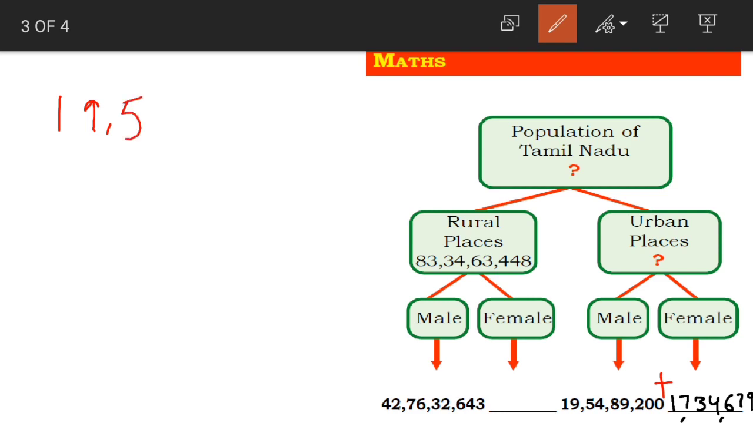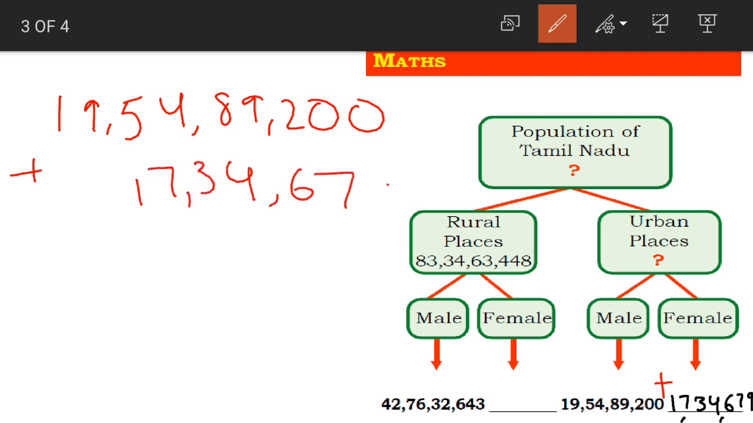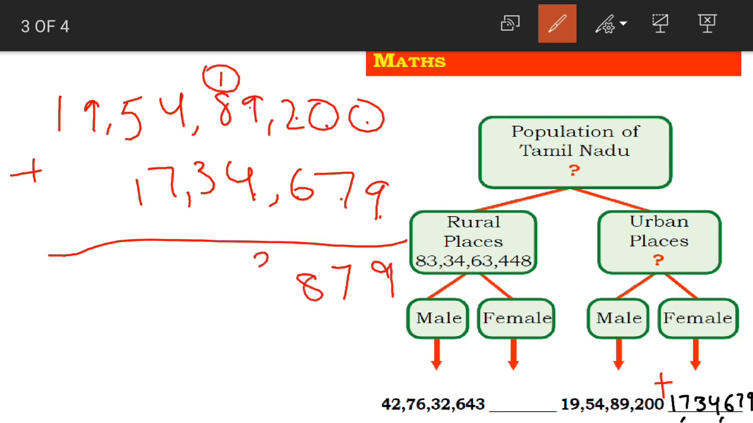The number of male is 19 crores 54 lakhs 89,200 and the number of female is how much, children? 17 lakhs 34,679. Now when we add these two, 0 plus 9 is 9, 0 plus 7 is 7, 2 plus 6 is 8, 9 plus 4 is 13, 1 carried, 8 plus 1 is 9, 9 plus 3 is 12, 1 carried, 1 plus 4 is 5, 5 plus 7 is 12, again 1 carried, 1 plus 5 is 6, 6 plus 1 is 7. Now 1 and 9 as it is.